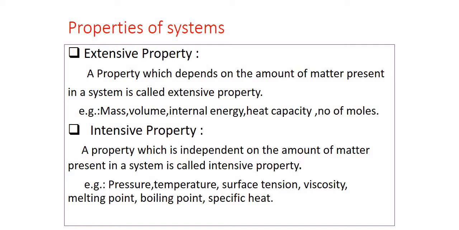Next, intensive property. A property which is independent of the amount of matter present in the system is called an intensive property. Examples: pressure, temperature, surface tension, viscosity, melting point, boiling point and specific heat. So these are intensive properties. A question can be asked on extensive and intensive properties.